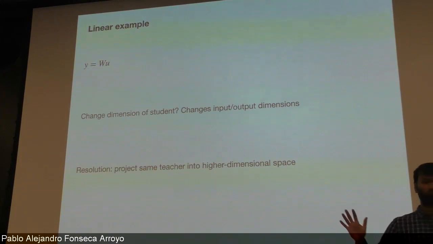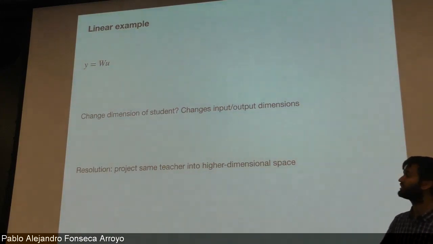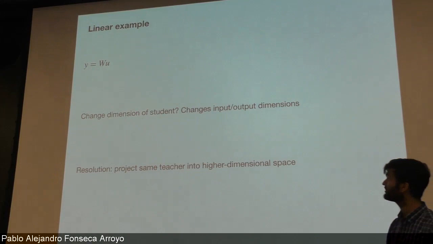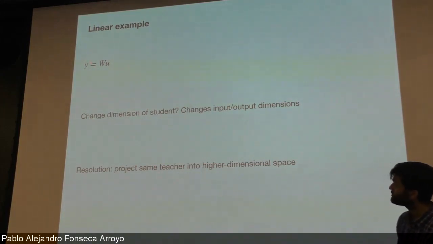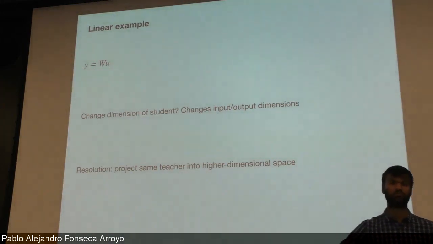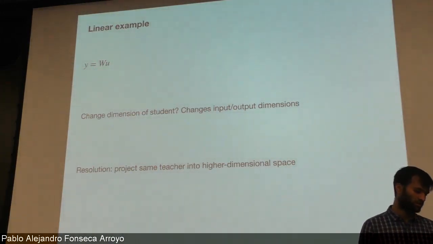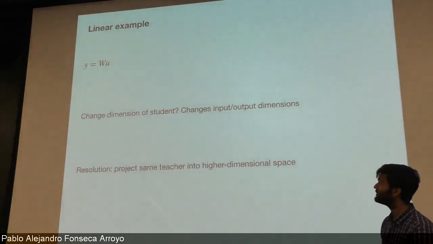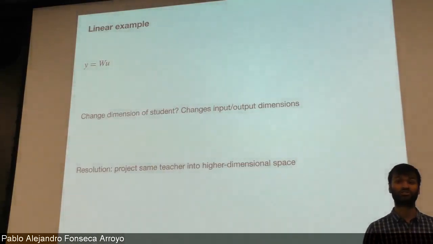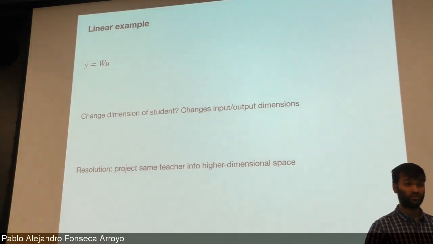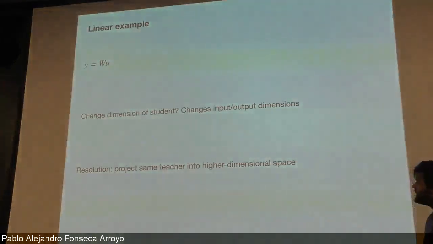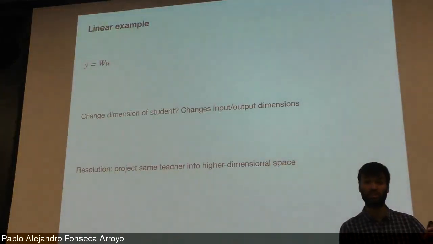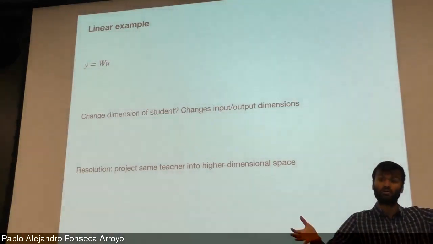Okay, I'm going to start with a really simple example, just to give insight: a linear network, so a matrix. The output of my student is Y, the input of my student is U, and I just push it through a matrix W. There's an immediate problem here, because if I change the dimension of my matrix W, I change the number of inputs and outputs, which means I can't have a fixed teacher. But the way around that is to instead project the same teacher, the same input-output mapping, into a higher dimensional space.